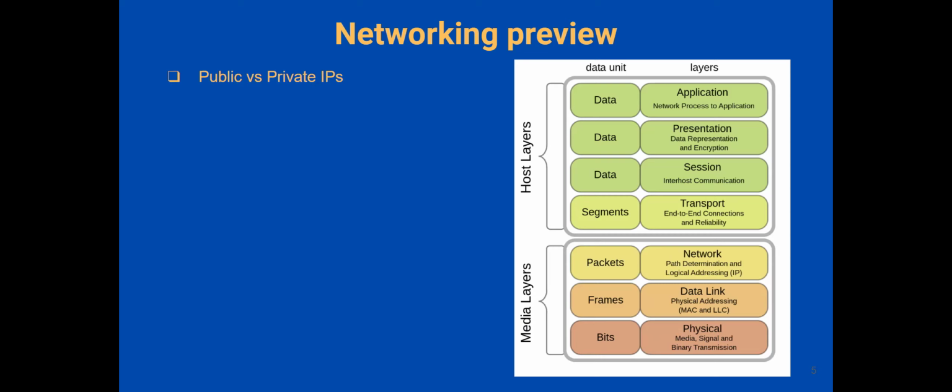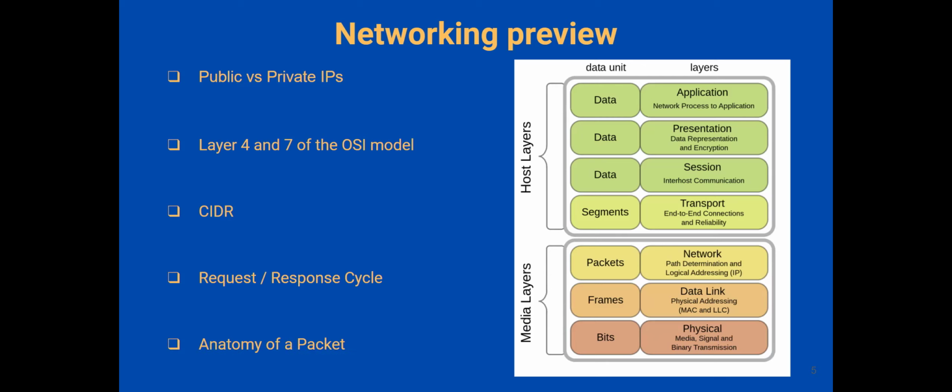We're going to look at public versus private IPs. This is a preview; I'm going to cover these subsequently. We'll look at layers 4 and 7 of this model. We're going to look at CIDR notation, the request response cycle, and the anatomy of a packet. So any questions on this preview? Okay. All right, let's begin with public versus private IPs.